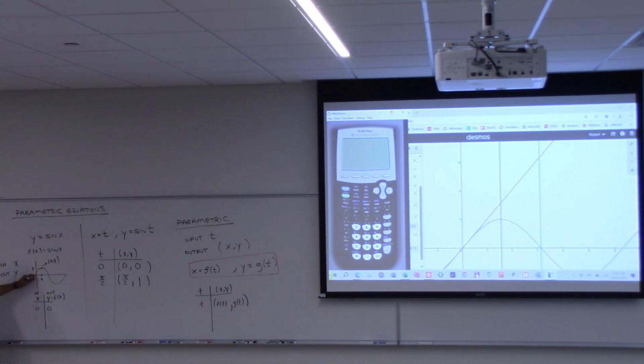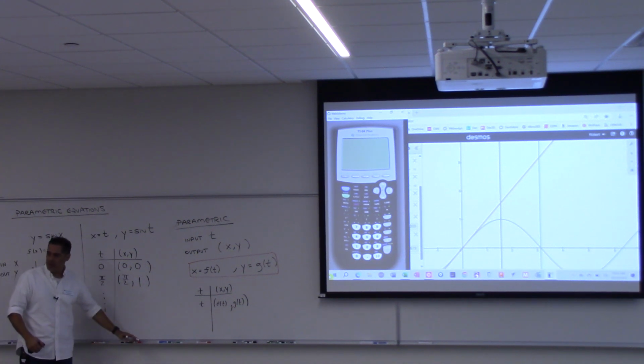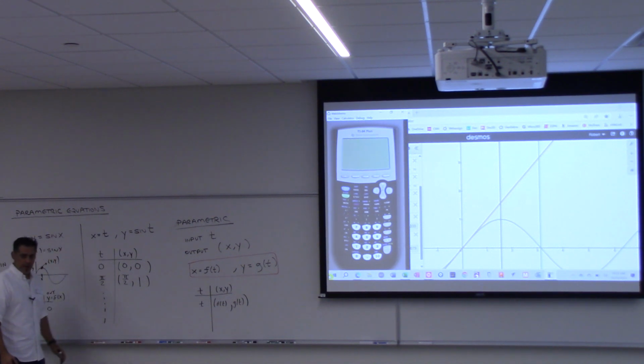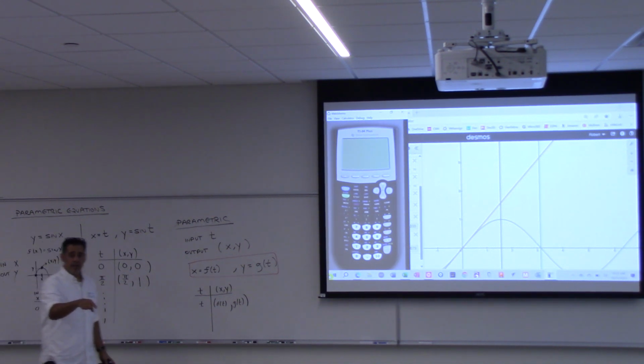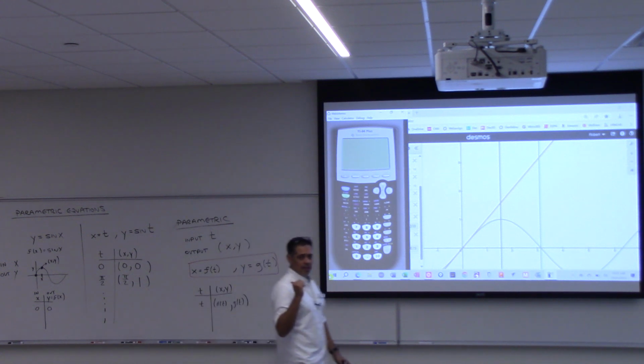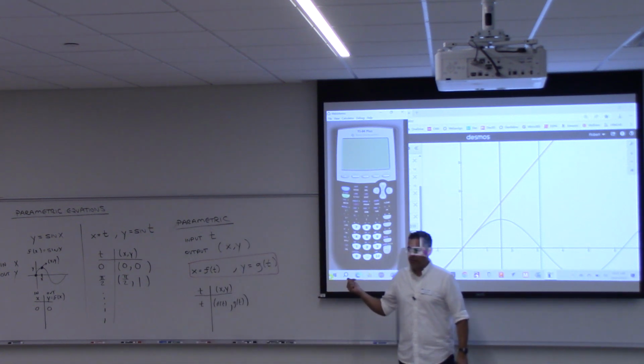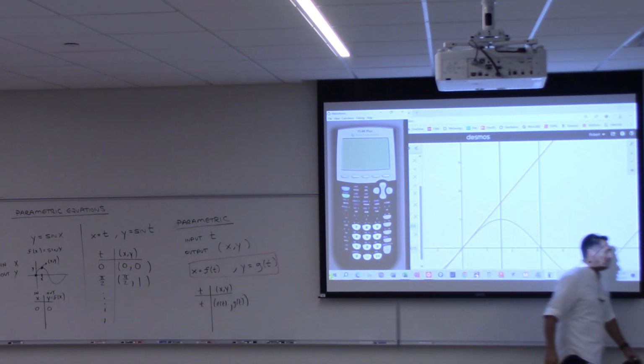What I just did was I plotted this point. When you plug in 0, you get the point 0, 0. When you plug in pi over 2, you're up here at 1. And as I keep on plugging in different values of t, I get more points on the sine curve. Your calculators have this ability to do parametric equations, so that's what I'm going to bring up right now.